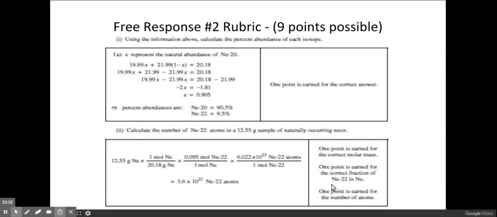Now let's look and see where you get points here. 1 point is earned for the correct molar mass. All right, that's an easy point. So even if you have no idea how to solve this problem, make sure you change grams to moles, folks, because that's a point. Another point is earned for the correct fraction. That's this term right there, the correct fraction of neon 22 in neon. And then finally, another point is earned by determining this number of atoms right here. So that means you have to get this conversion factor in there correctly. Okay? So let's move on and see what else we've got.